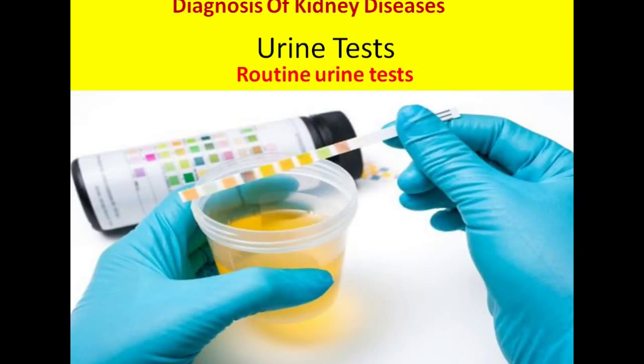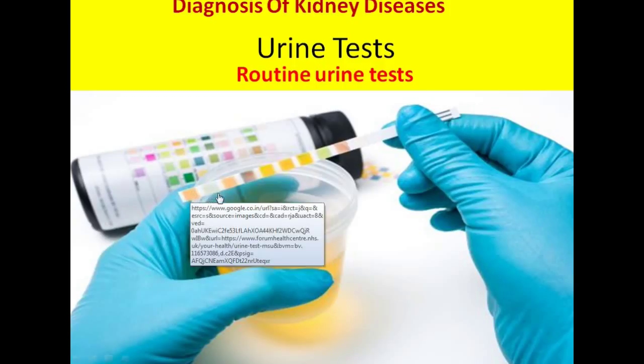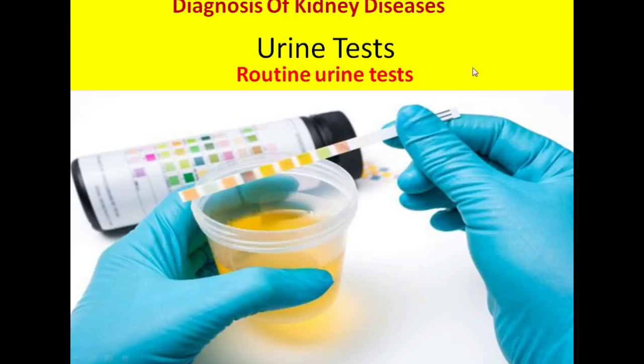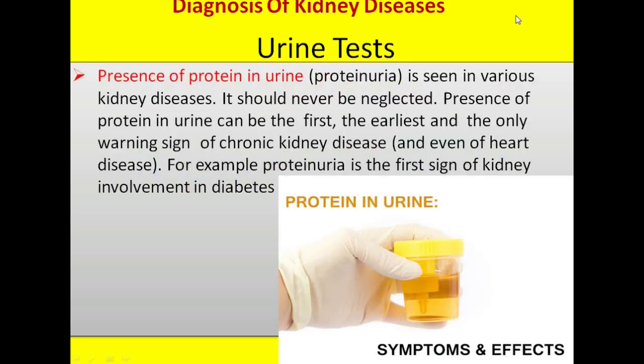So this is a frequently used urine strip test where each and every reaction in the strip tells us what is happening in the kidney. Presence of sugar, though not a kidney disease, indicates diabetes. Presence of protein in the urine in any form is a problem and it should never be neglected.